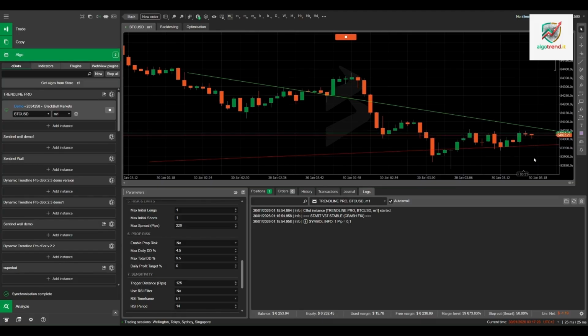Parameter breakdown. Number 1, entry strategy. Controls how trades are confirmed after price interacts with a trend line or horizontal level. Now, all we have to do is wait for the trend line breakout and see how price moves.